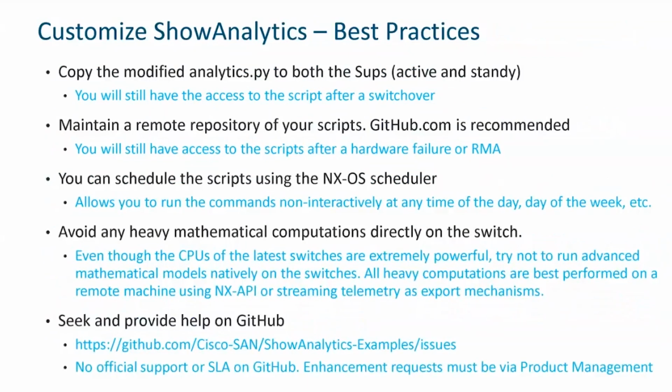Okay, some best practices: when you copy the scripts back from the server to the switch, make sure you do it in both the supervisors. Sometimes ISSU happens and they're like, oh, what happened? Where is my script? I didn't do it in the demo, but that's one of the things I can recommend. Also maintain a remote repository of the scripts, because what happens if your switch is RMA'd, right? The switch went down, and you can't power on the switch anymore, so all the scripts are gone. So maintain a central repo wherever you want. We recommend GitHub, but it's the customer's decision. People can also schedule these things with the NXOS scheduler, right? Small little tricks, so that automates everything.